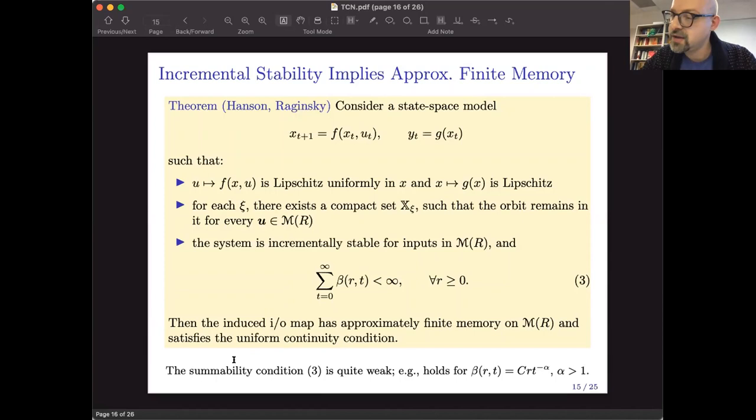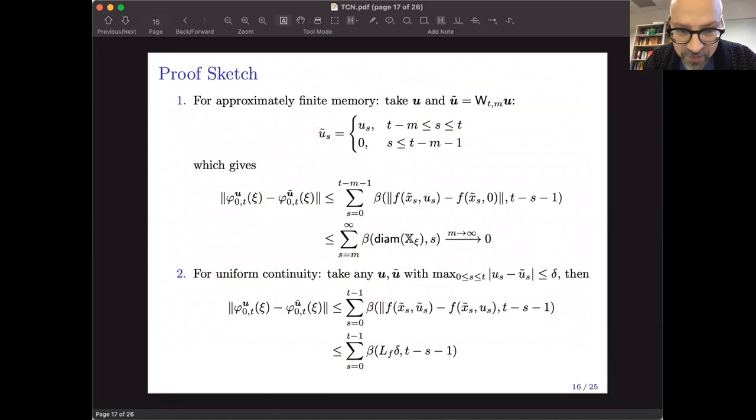And the summability condition actually is rather weak. For example, you don't have to have exponential decay of errors. You can have polynomial decay of errors as long as the exponent is nice enough. The proof is, like I said, rather simple.